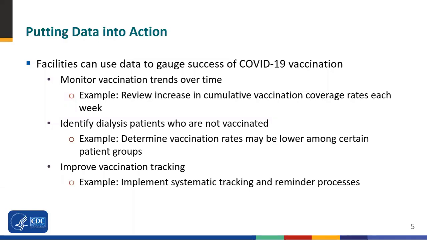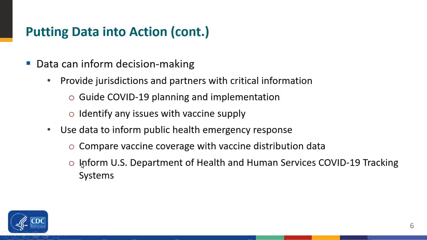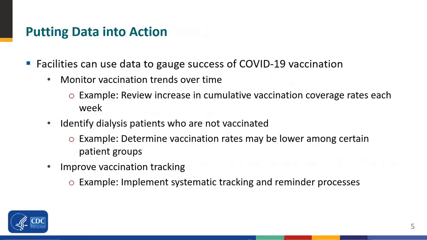NHSN now allows facilities to monitor vaccination trends on a weekly basis to see how rates are improving for patients. The data will also show if there are certain groups with lower vaccination rates. For instance, a dialysis facility might note that some patient groups have consistently lower rates of vaccination than others. Or the facility may decide to improve their internal tracking systems, for example, turning to computer-based or automated tracking systems to better identify unvaccinated patients in real time.